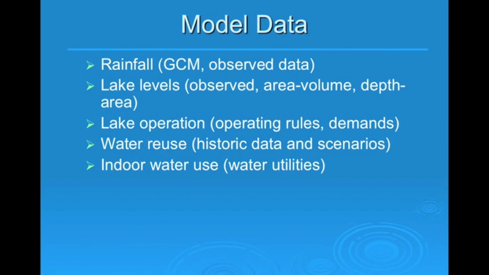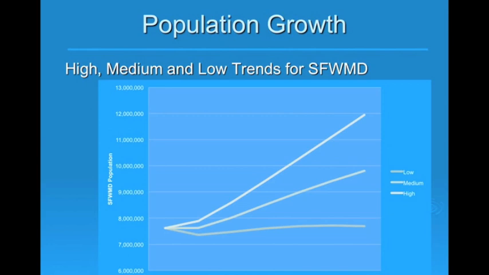We also got some data on usage of water from the water utilities in South Florida. And this is just an example, for example, the data on population. We looked at a few scenarios of population growth. A low scenario, where population stays relatively where it is today. A medium scenario where it continues to grow upwards of almost 10 million by the end of the period of simulation, 2035, and then a high, which goes up to 12 million people. Okay, and we'll see how that goes.